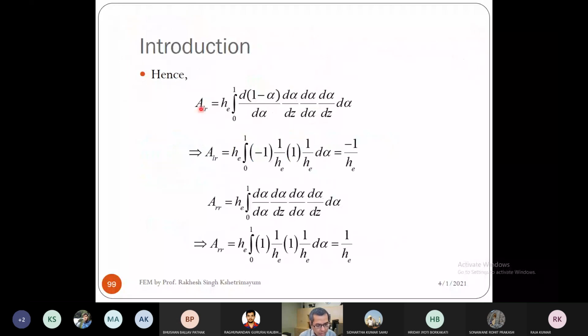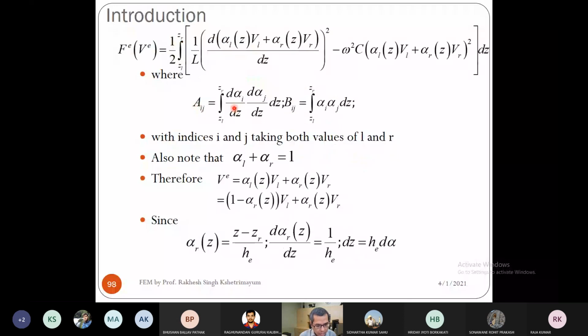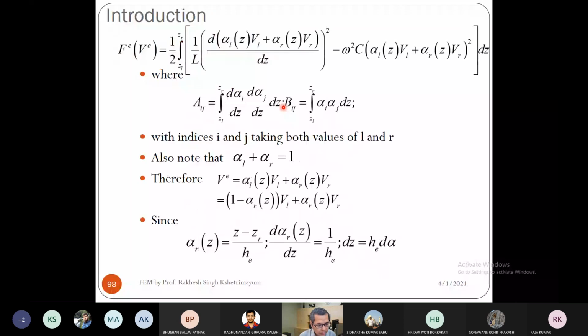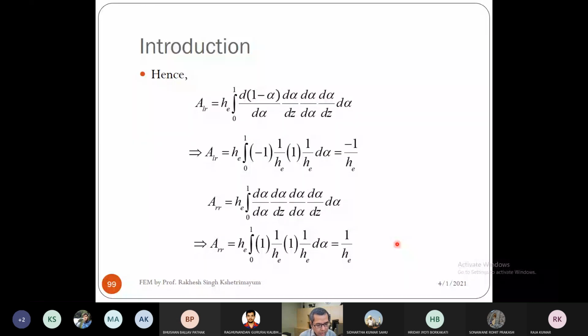So ALR, let's say if I want to find ALR, then what is the expression? I think I have given the expression here. This expression you have here, the d alpha I by dz, d alpha J by dz into dz. What is dz? dz is IC d alpha. So dz I have replaced by IC d alpha, d by d alpha of 1 minus alpha, because we are considering alpha L here.